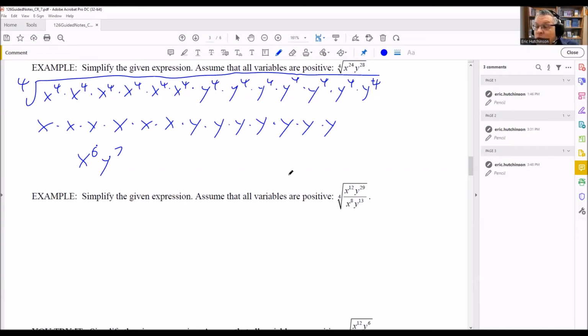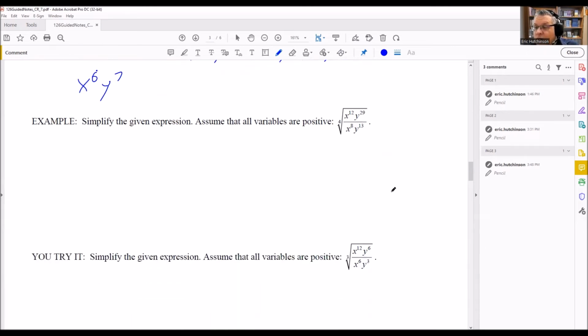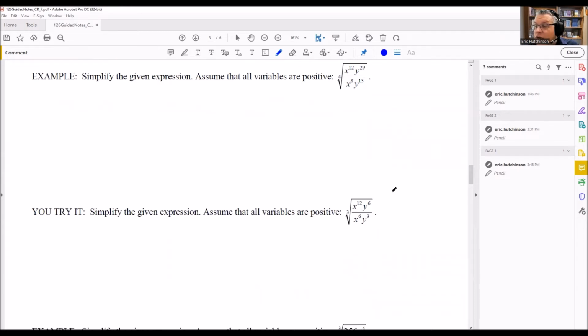Now, the next couple of problems that we're going to look at are a little bit different because you have to use a type of division property. The way that this works is if you have x to the n over x to the m, what you can do is turn it into just one x only, and you just subtract the powers. So that's how we're going to break this down. Inside here, I have x to the 12th divided by x to the 8th.